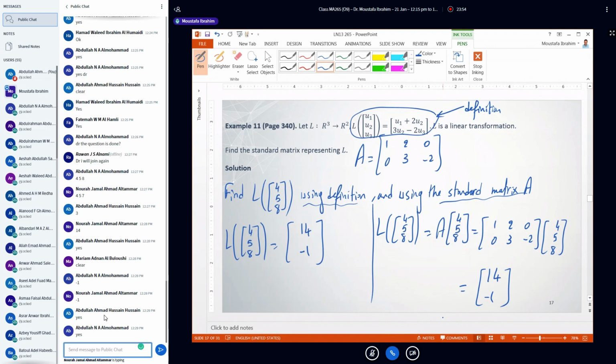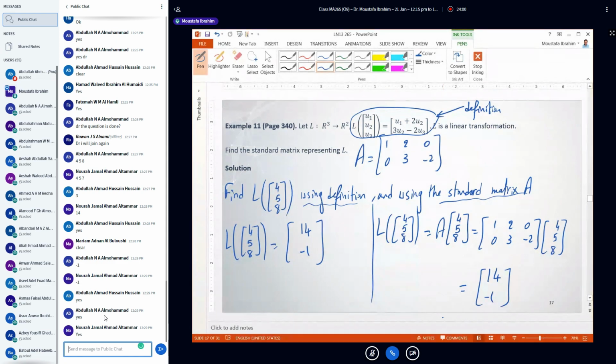So if you have the definition, you can get the standard matrix, and if you have the standard matrix, you can find any output. Is it clear? Because usually for a computer, we give a matrix, we give any vector, it gives us the output. Clear? Is it clear, guys?